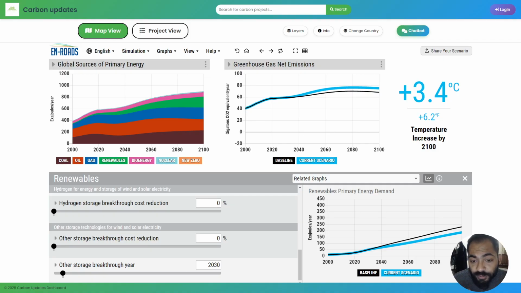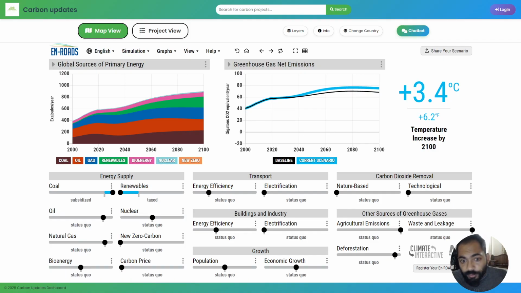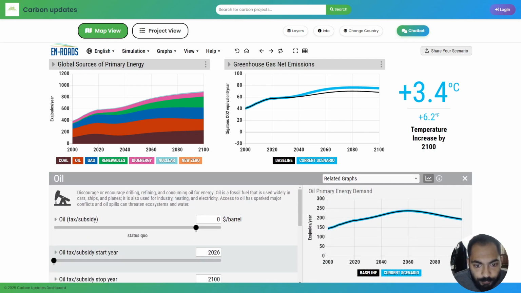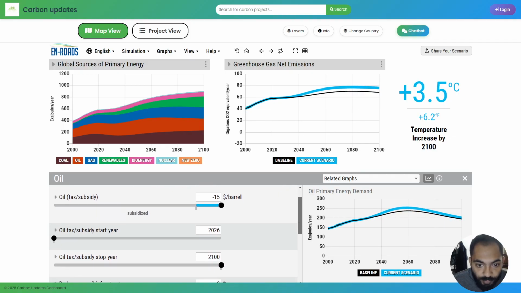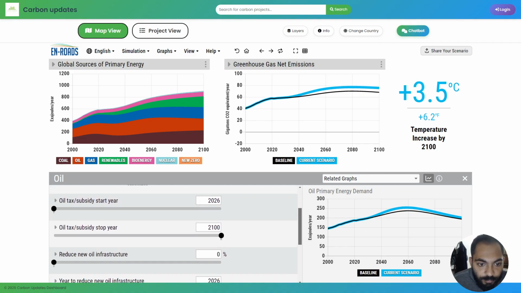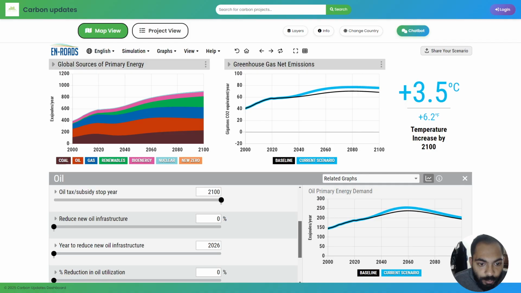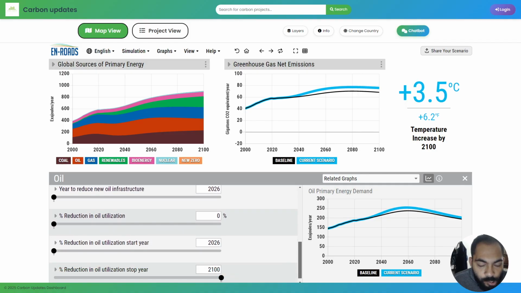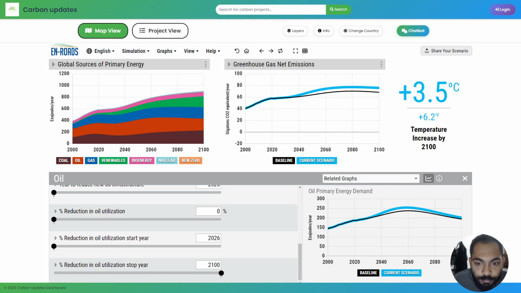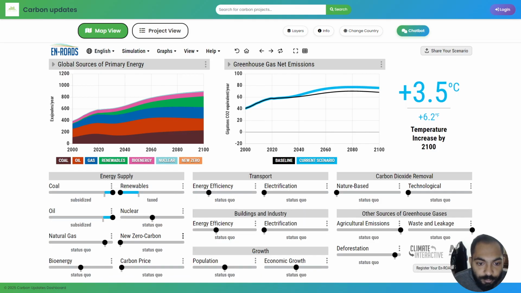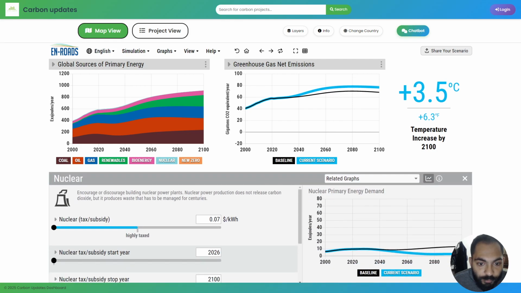I've never done this worst case scenario. I only try to do the best. So doing a pessimistic view. So oil, right? So we decide to increase oil subsidy. Let's see how the climate model starts this year. None of this. Okay, we're trying to go to the worst. Highly taxed. Okay.